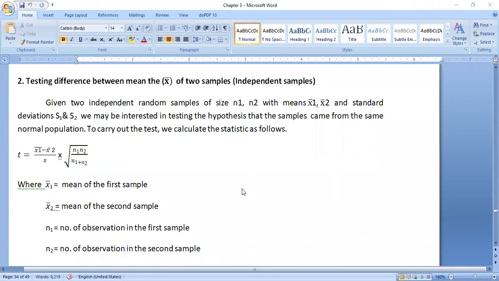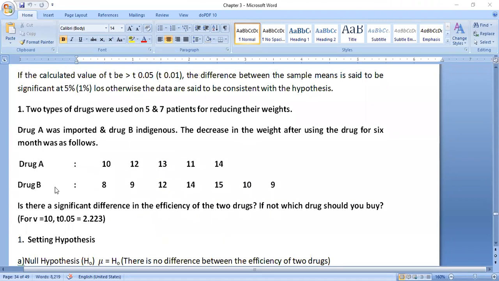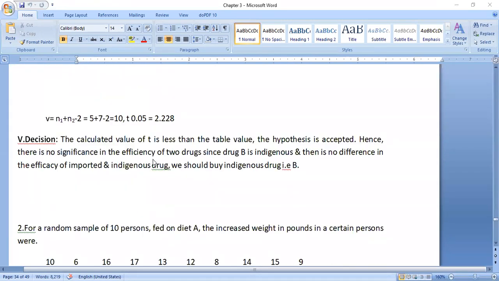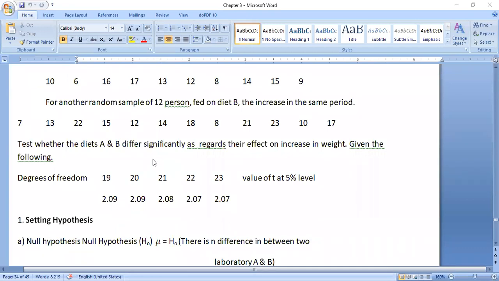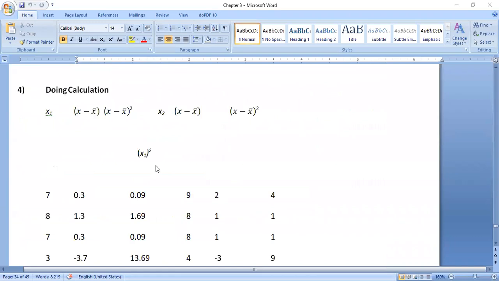This is an independent sample here. In independent samples, you observe the question: drug A and drug B. One is an imported one and one is the indigenous one. These are the independent samples here. They do not belong to the same country; they are from different countries. Information is available here. Already we discussed this. You observe each and every point here, degrees of freedom. Every point you have to observe carefully.